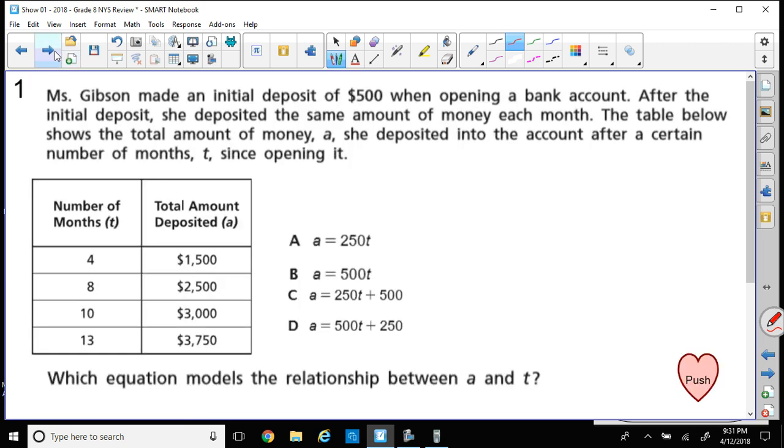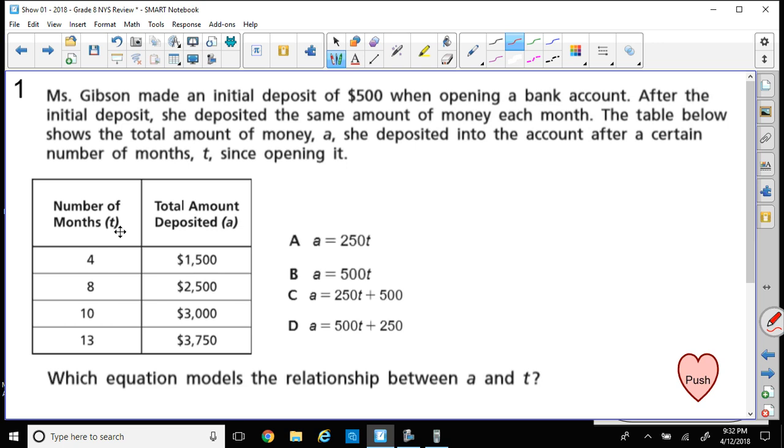All right, so let's get started. Miss Gibson made an initial deposit of $500 when opening a bank account. After the initial deposit, she deposited the same amount of money each month. The table below shows the total amounts of money, A, she deposited into the account after a certain number of months, called T, since opening it. All right, so there's the table.